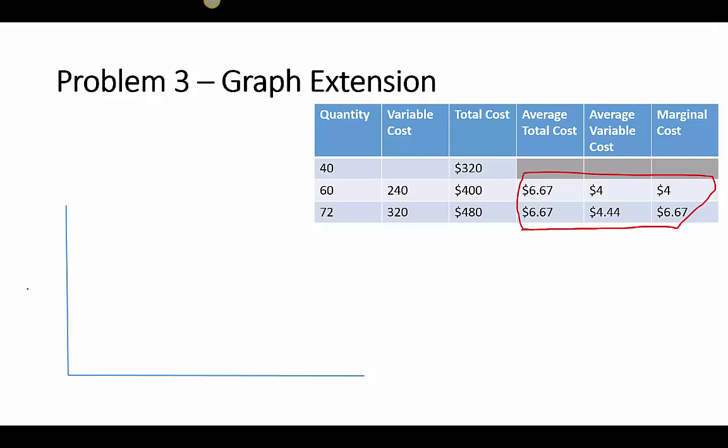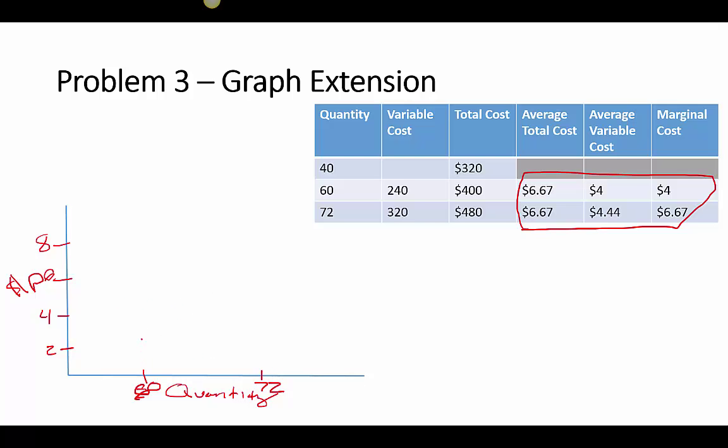We have our price over here, and it's going to range from, let's say, $2 to $8. So these are in dollars. And then over here, we're going to be doing our quantity. Our quantity is really just going to go in between 60 and 72. So that's really all we're going to graph. And so at 60, let's do average total cost here.